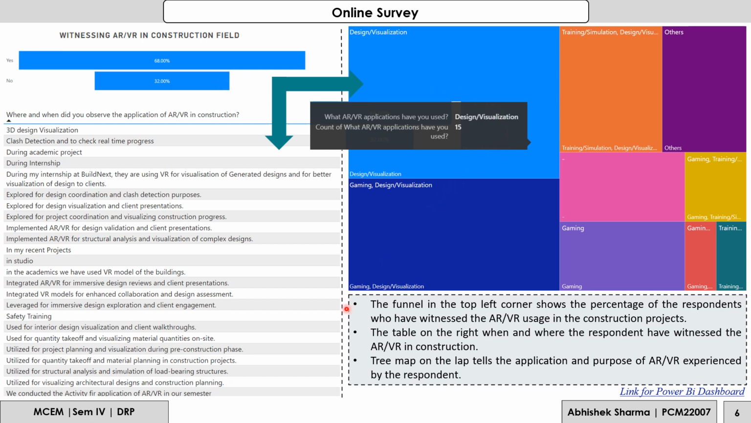The table on the right shows when and where the construction professionals have witnessed the AR/VR technology in construction, while the tree map tells the application and purpose of AR/VR witnessed by the respondents. For example, this table shows that 50 professionals have witnessed the use of AR/VR in design visualization.